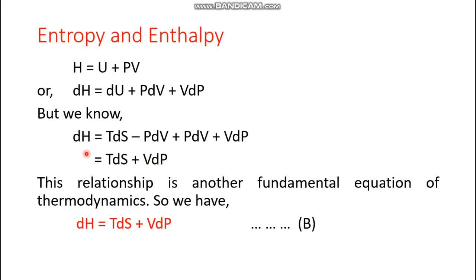This relationship is another fundamental equation of thermodynamics for a closed system. So we have the equation dH equals TdS plus VdP, and that is the fundamental equation number B. So we have two more equations to be obtained in terms of A and G. A is the work function or the Helmholtz free energy, G is the Gibbs free energy. So later we will discuss them, but not now.